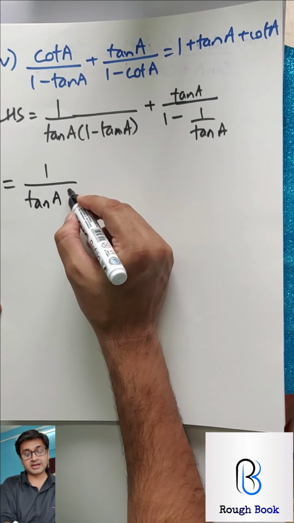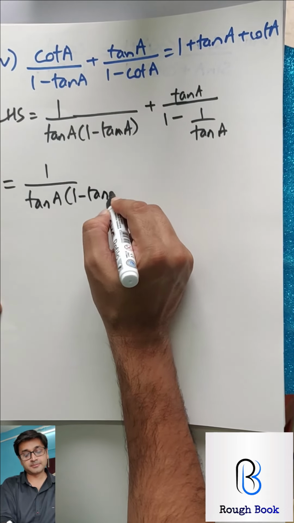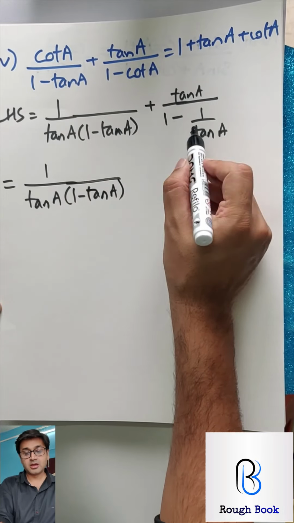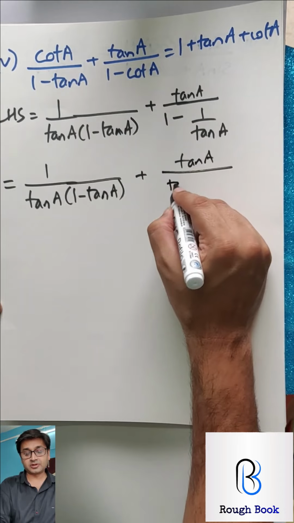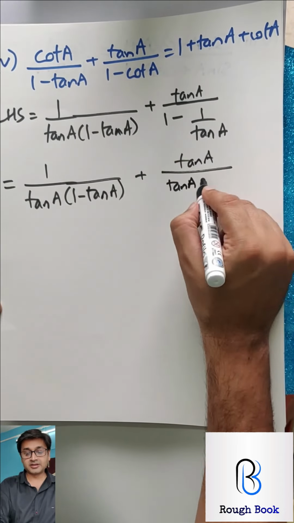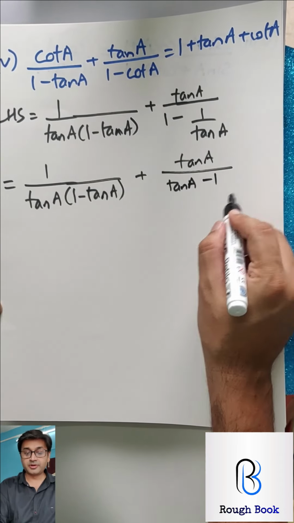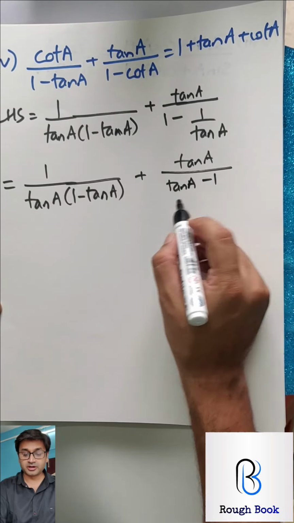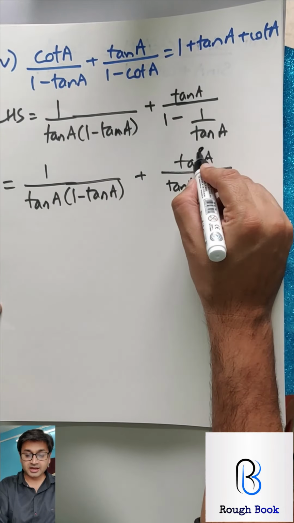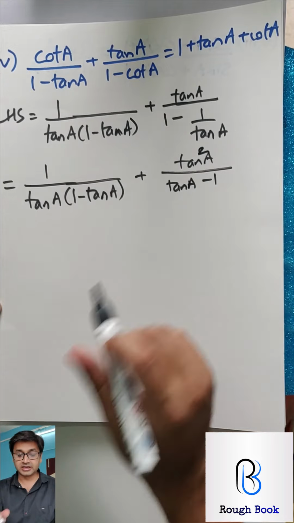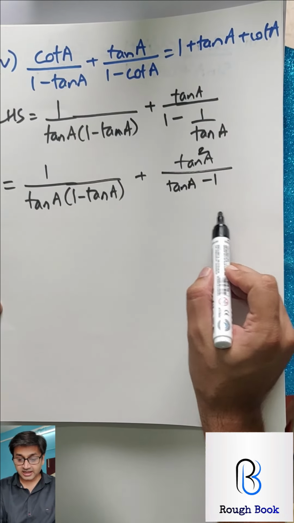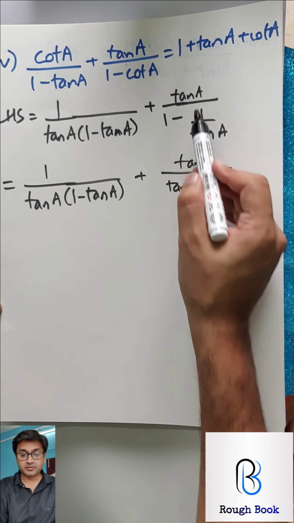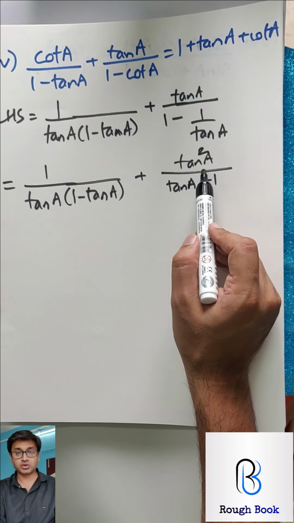So 1 upon tan A, 1 minus tan A into bracket, plus tan A upon LCM. So tan A minus 1 upon tan A. Denominator goes back to the numerator. So upon tan A goes up and makes this as tan square. Once again, tan A minus 1 upon tan A. That tan A goes up, denominator makes this tan A as tan square.